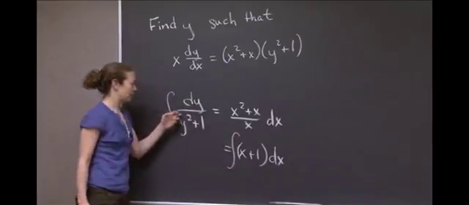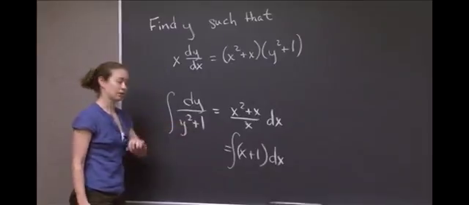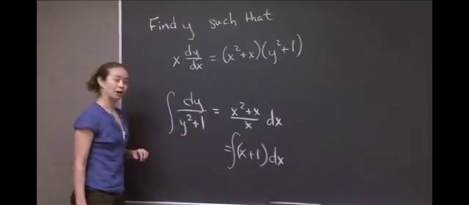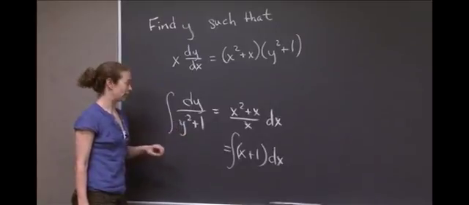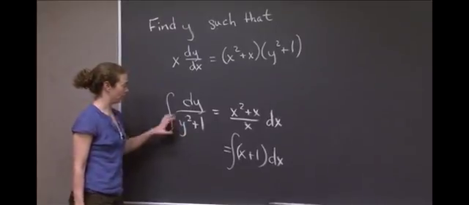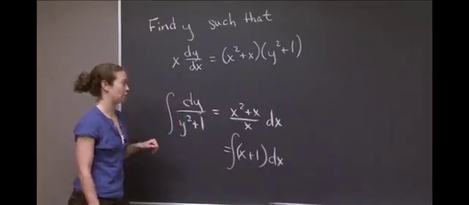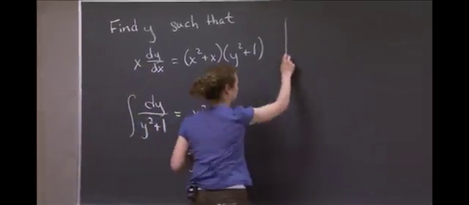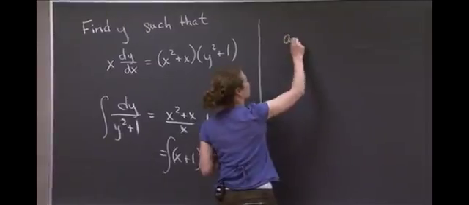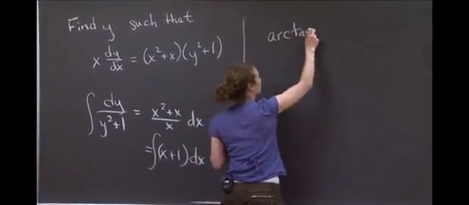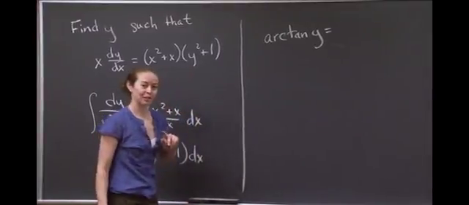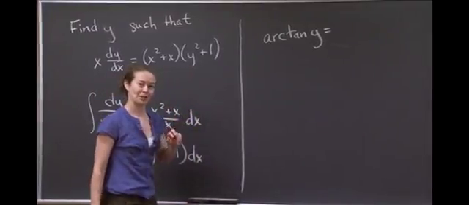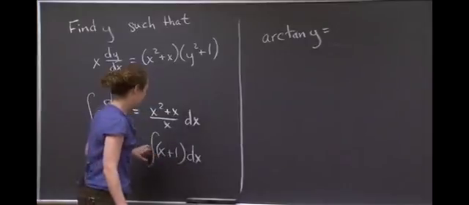Okay, what is an antiderivative of 1 over y squared plus 1? Well, that's arctangent. That's arctangent of y. So the derivative of arctangent of y is 1 over y squared plus 1. And so on the left-hand side, I get arctan y. If you wrote tangent to the minus 1 of y, that's the same thing. The inverse tangent of y, that's the same thing.